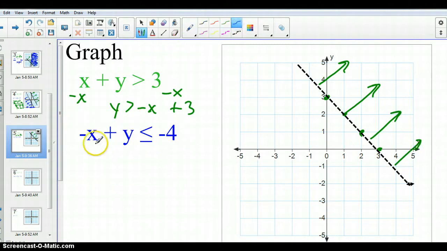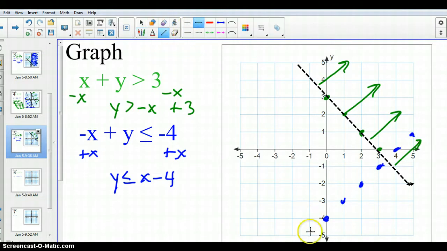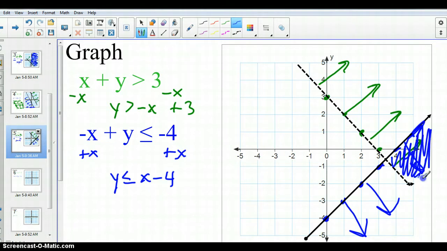For this one, I would add x to both sides. So y is less than or equal to x minus 4. Plot that. So our y-intercept is negative 4. Our slope is 1 over 1. So I'm going up 1 over 1 to both sides. That's going to be a solid line. Now where are the numbers that are less than or equal to it? Below your line here. So the only spot where these are crossing, where they're both crossing, is here. This area over here.